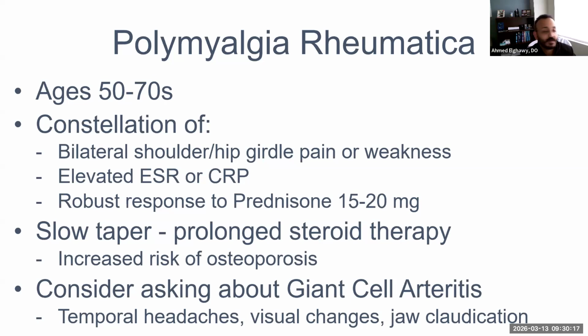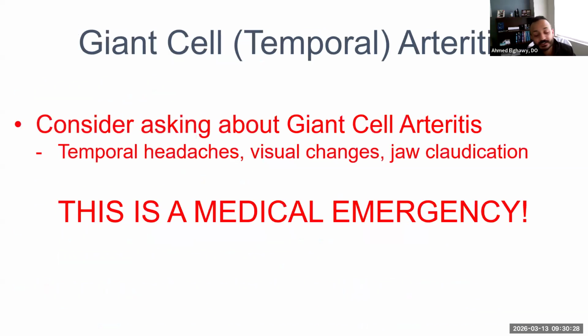You might remember this from your primary care days in residency. These are patients who can develop temporal headaches, visual changes, or jaw claudication. Ask those questions, because if they have those symptoms, that is a medical emergency. You've got to send them to the emergency room, not just for prednisone 15, but high dose through an IV. So that covers the arthritis and the autoimmune conditions.